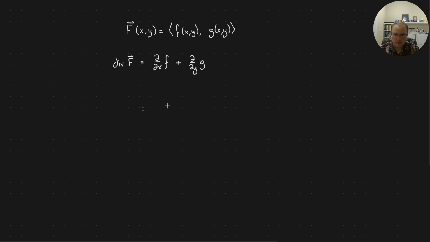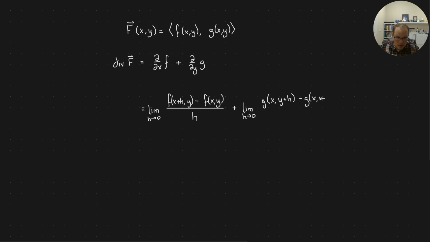So the partial derivative of f with respect to x is going to be the limit as h goes to 0 of f of x plus h, comma y, minus f of x comma y, over h. It's a 2-variable function, so we've got to include both those variables. Plus the limit as h goes to 0 of g of x, y plus h minus g of x, y over h.